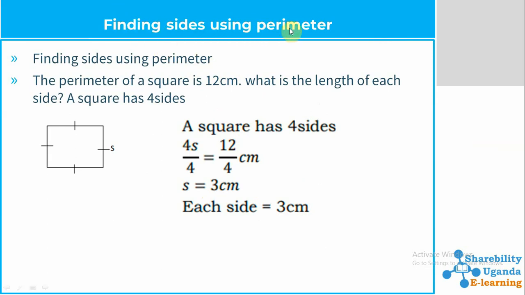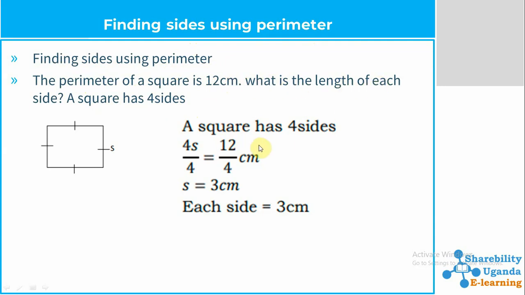Find the sides using the perimeter. Here we are now going to be finding the sides using the perimeter. This is when they give you the perimeter of a certain figure, but they want you to find out the number of sides. For example, here they are saying the perimeter of a square is 12 centimeters. What is the length of each side?